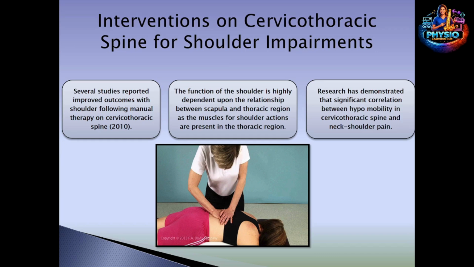Interventions on the cervicothoracic spine for shoulder impairments. Several studies reported improved outcomes of the shoulder following manual therapy on the cervicothoracic spine. The function of the shoulder is highly dependent upon the relationship between the scapula and the thoracic region, as the muscles for shoulder actions are present in the thoracic region.